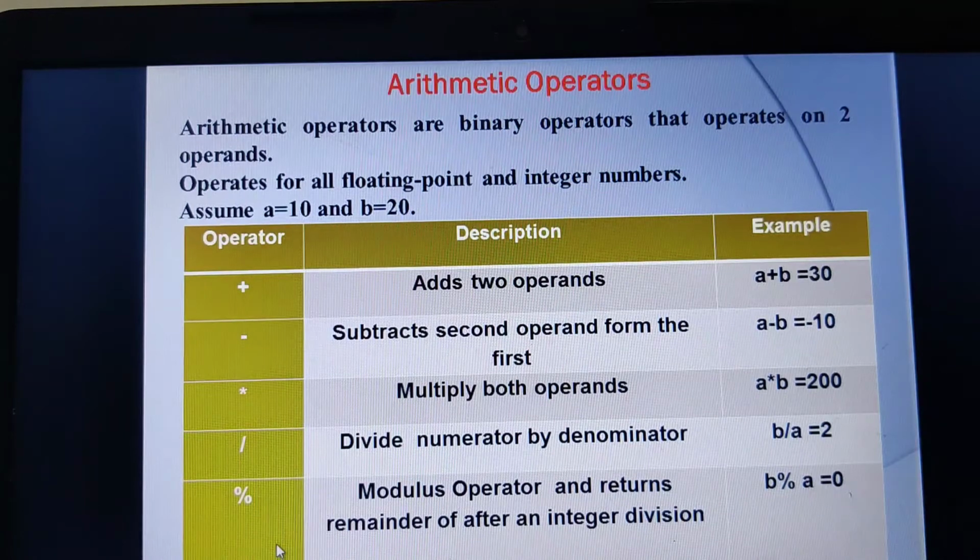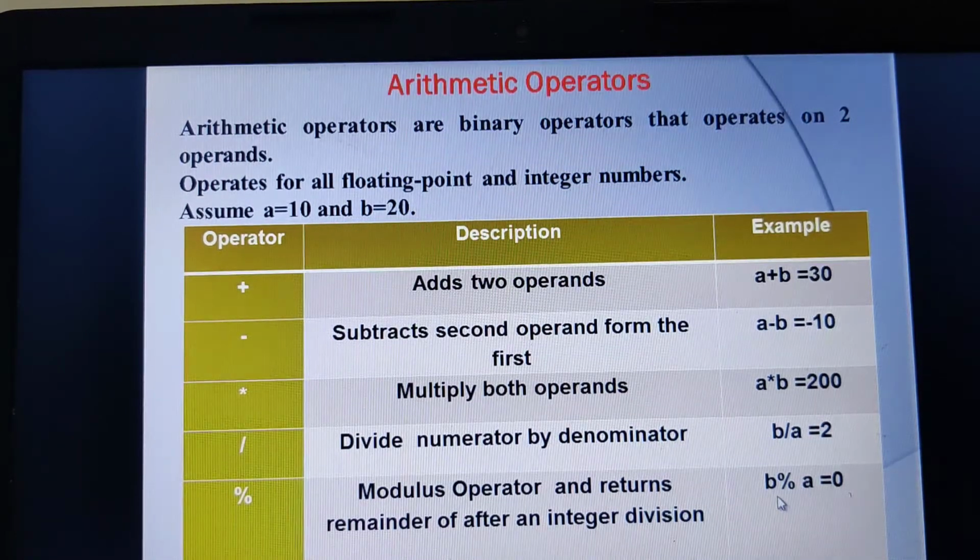Then we have the modulus operator. See, the division operator always gives you the quotient, but the modulus operator will always give the remainder. Remember, the modulus operator always gives a remainder after an integer division. Integer division means a whole number division; any whole numbers like 50, 51, 10, 20, all these are examples of integers.